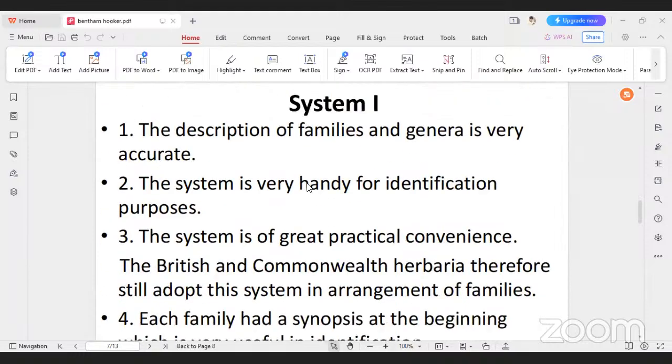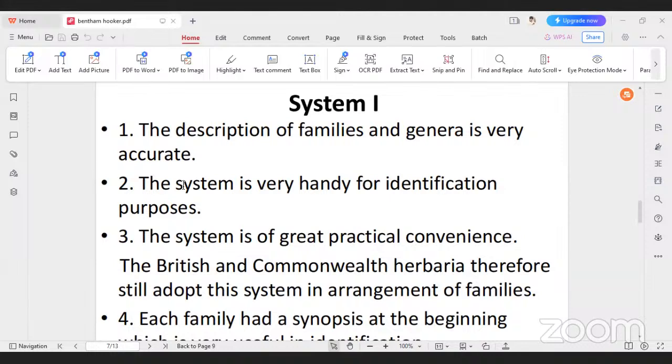First, the merits. The description of families and genera is very accurate. The system is very handy for identification purposes, and the system is of great practical convenience.